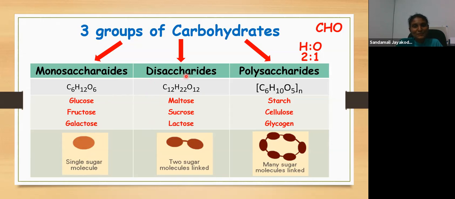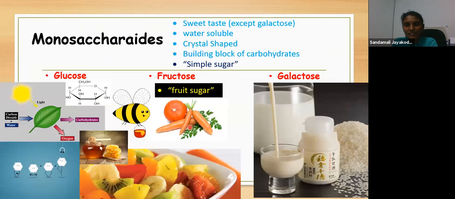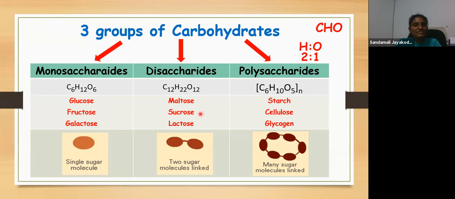And then disaccharide. This is the second group. In the disaccharide section, two monosaccharide molecules combine together. Mono means one, di means two. So monosaccharides combine together to make a disaccharide. So when two glucose molecules are connected together, we call it a maltose molecule.